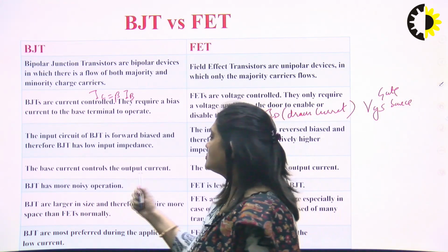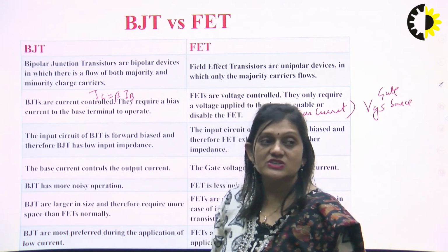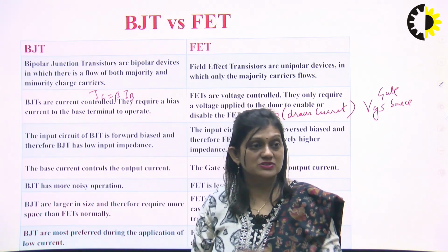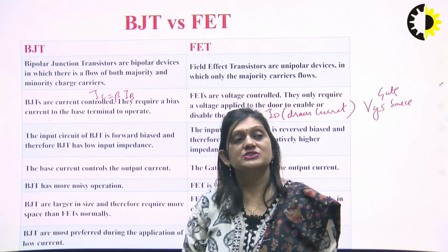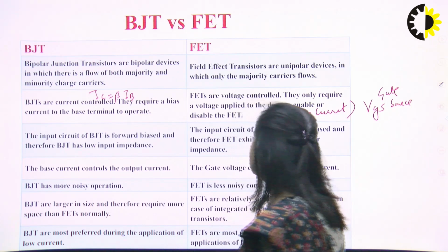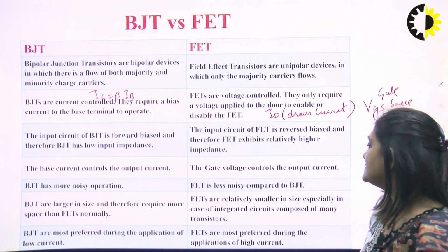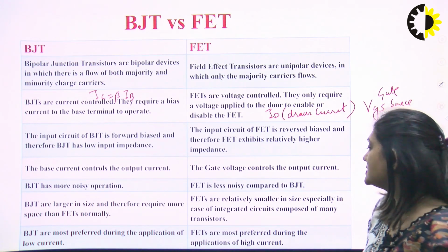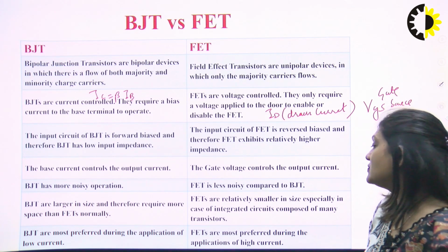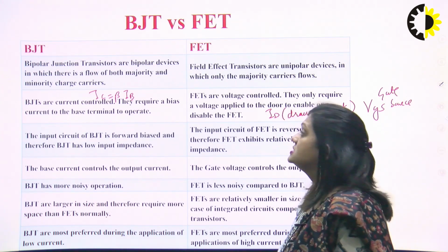The base current controls the output current. BJT has more noisy operation because it consists of junctions: the emitter base junction and the base collector junction. So different junctions are there, input junctions and output junctions. That's why it is somewhat noisy in nature. FET is less noisy compared to the BJT. FETs are relatively smaller in size, especially in integrated circuits composed of many transistors. FETs are most preferred in applications of high current. So these are the differences between the BJT and FET.